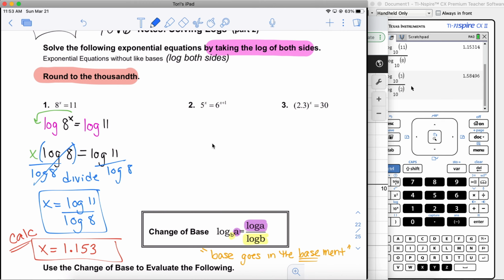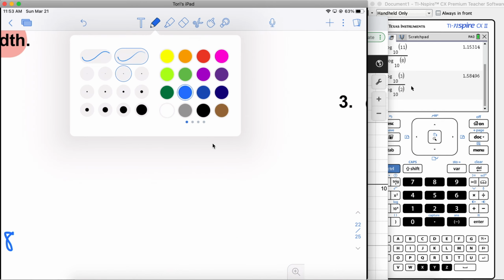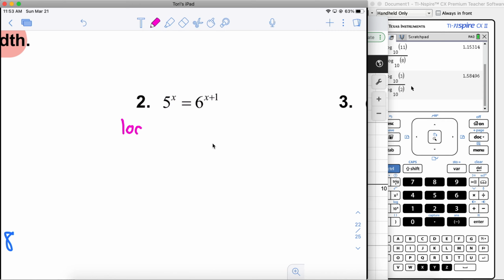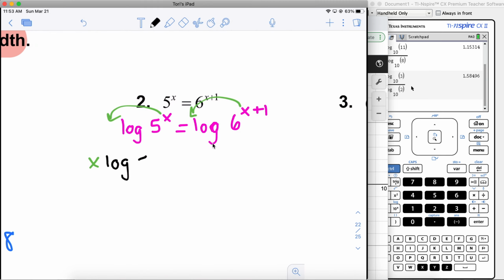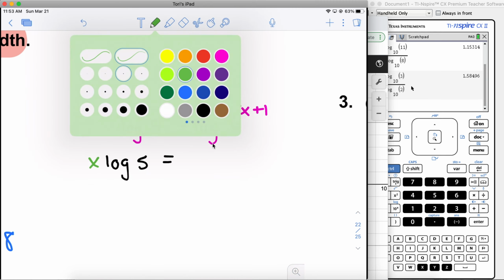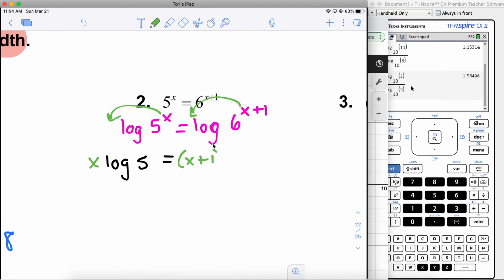All right, let's go ahead and look at number 2 now. So on number 2, first thing we're going to do is take the log of both sides. All right, so I'm going to go log of 5^x equals the log of 6^(x+1). I'm going to use my exponent properties to bring those both out in front. So I'm going to say x log of 5 equals, and the same thing over here, x plus 1.